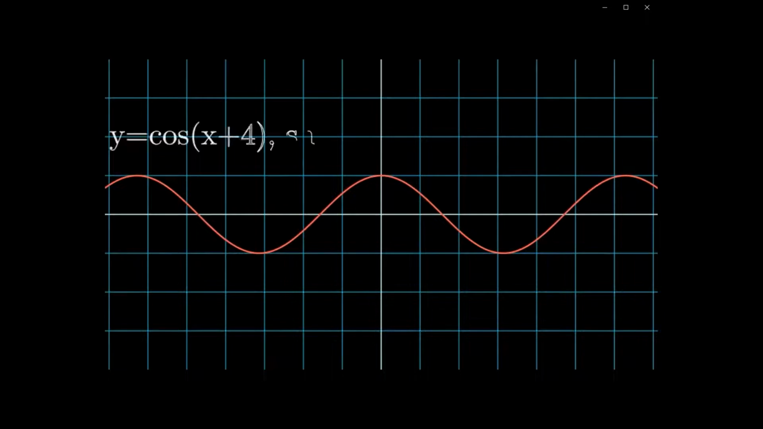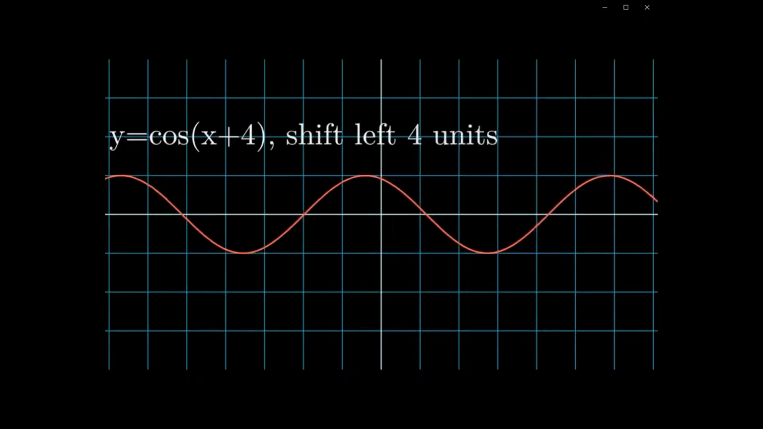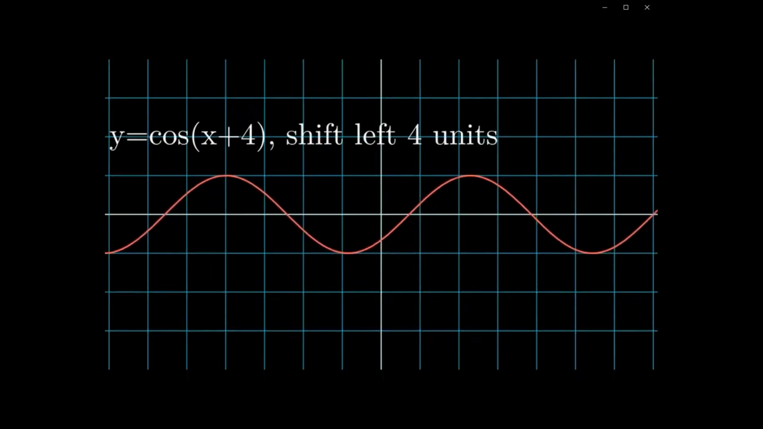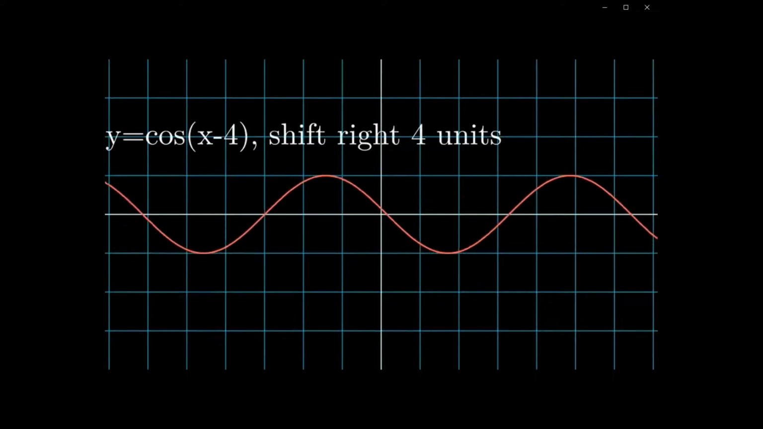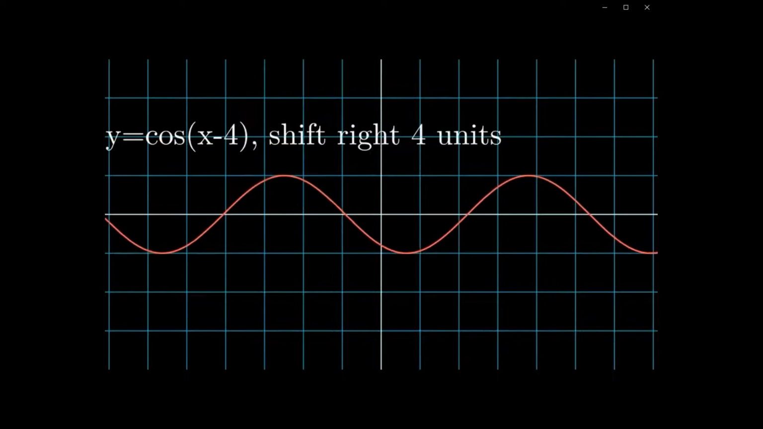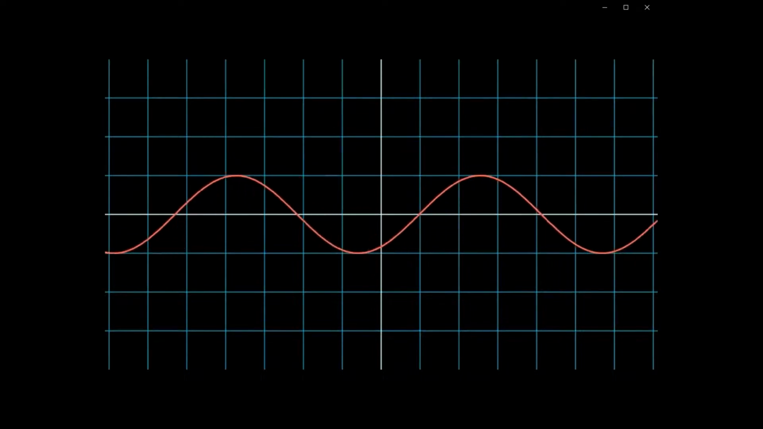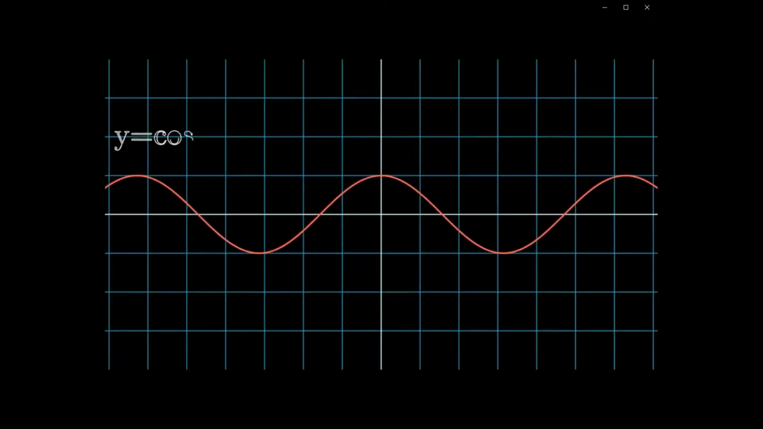C again is the horizontal shift. So if c is greater than 0, it shifts to the right. If c is less than 0, the graph shifts to the left. And again, just bear in mind that the initial equation calls for b times x minus c.